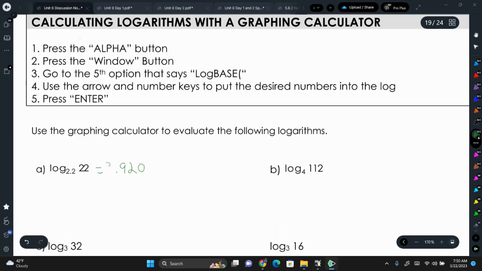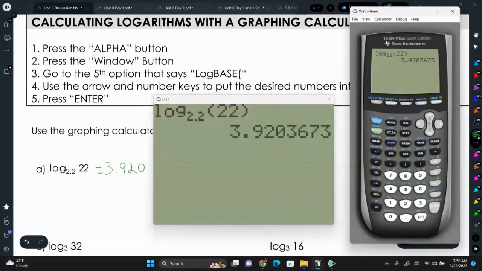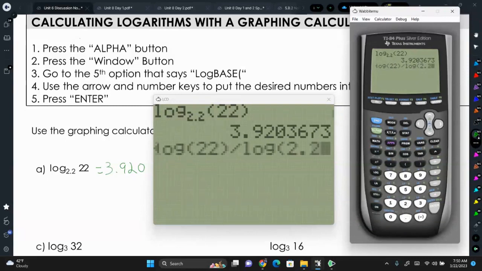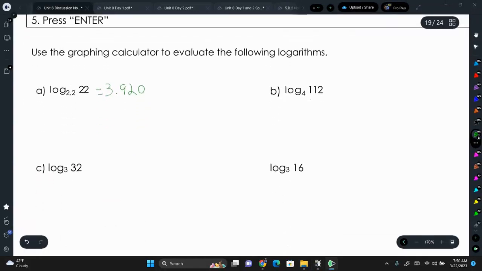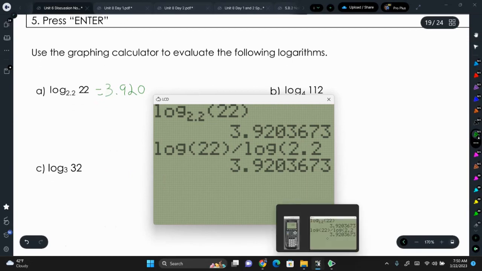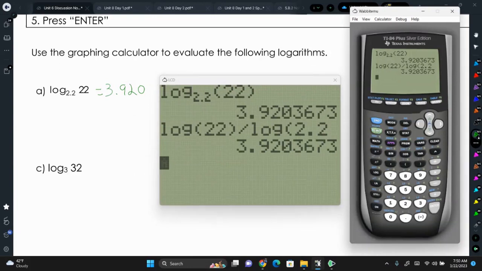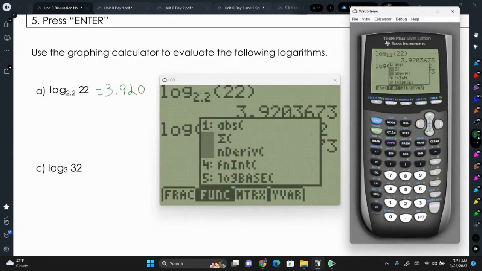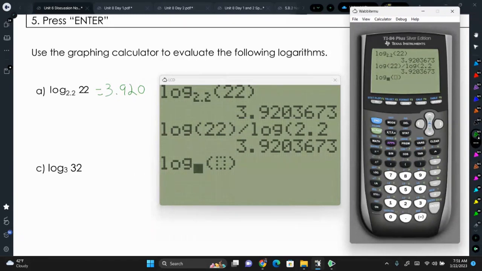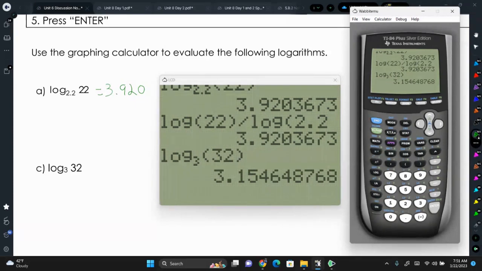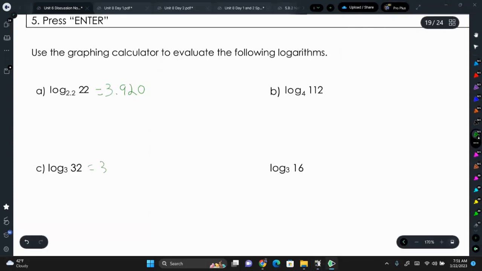So again, you can use the change of base on this one as well. You could do log 22, close parentheses, divided by log 2.2, and you get the same thing. I'm just showing you how to use these different tools. So let's do letter C, and then I'm going to have you try letters B and D. So alpha window, go down to the fifth option, and 332. And we get 3.155.